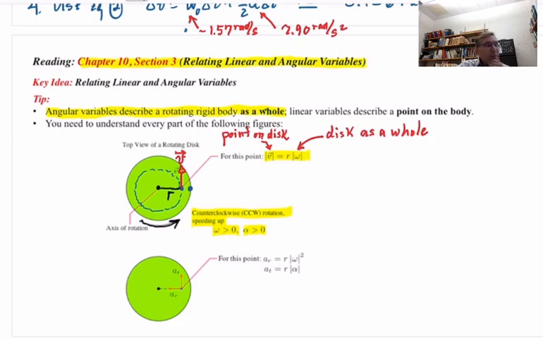What could you tell me about the v and the omega for that point compared to the first point? If you need to, pause the video. I'd like you to answer that in your own mind first, and then we'll continue.